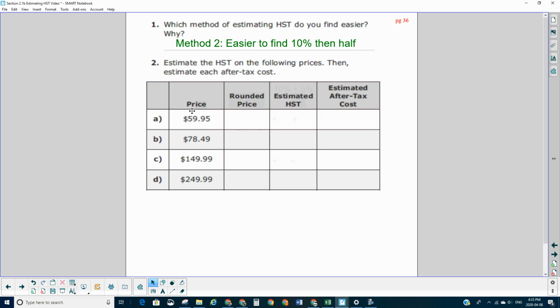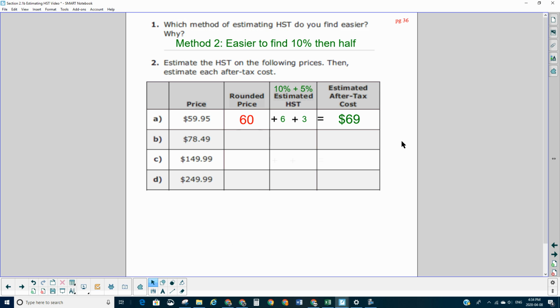But I'll do the first example with you, and then I'll give you some time to try the other ones on your own. So $59.95. Again, we're not going to do the estimate on that. We're going to round that to $60. And the method we're going to use to estimate the HST is to find 10% and half of it as 5%. So 10% of 60, move the decimal place one spot, is just 6. Half of 6 is 3. And so, if we wanted to calculate our tax, we're going to have the $60 estimate plus 6 plus 3 gets us to $69 in total. Just add these three numbers up, and we have an estimate.